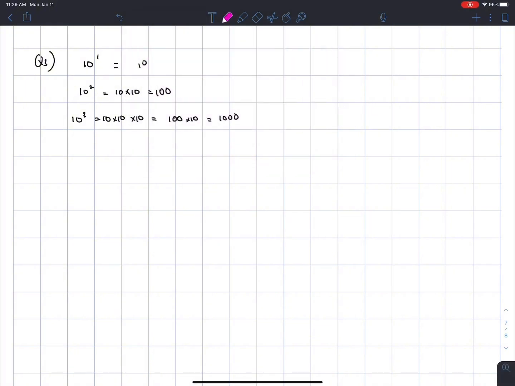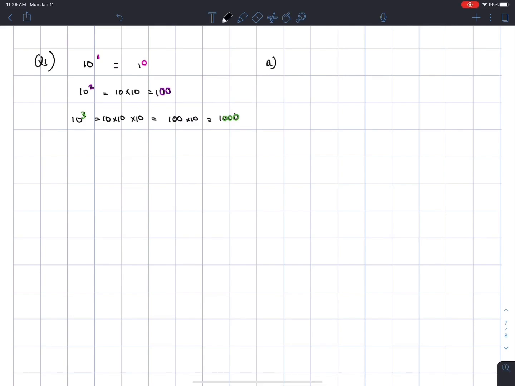So there is a pattern between the number of 0s and the exponent. When I have only one 0, the exponent is also 1. When the exponent is 2, we end up with 2 zeros, right? Just 1 with 2 zeros. And you see the pattern already. When the exponent is 3, we end up with 1 with 3 zeros. So there is a pattern for 10 to the power of an exponent.